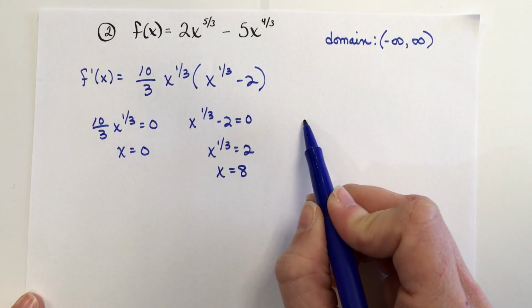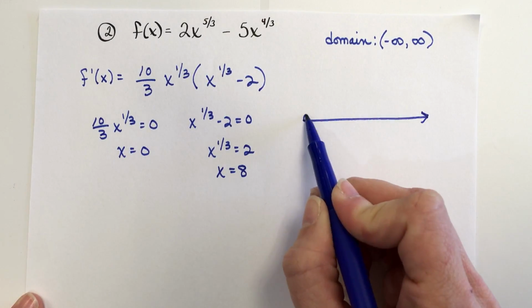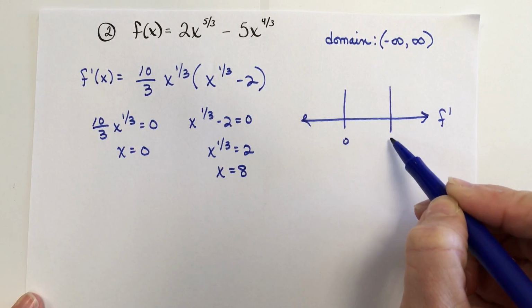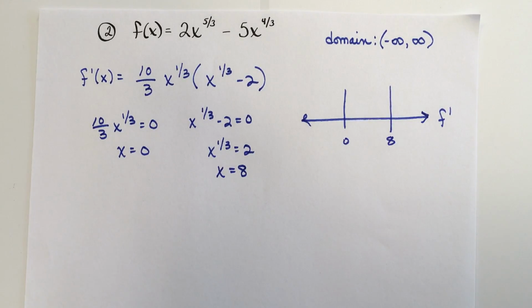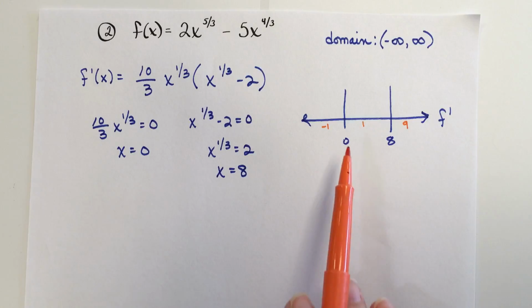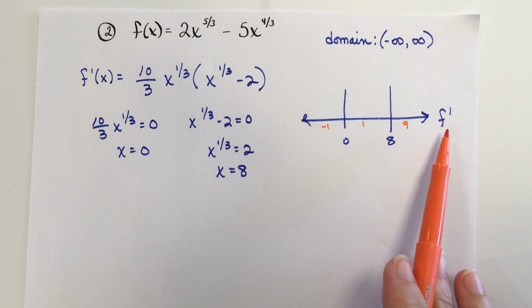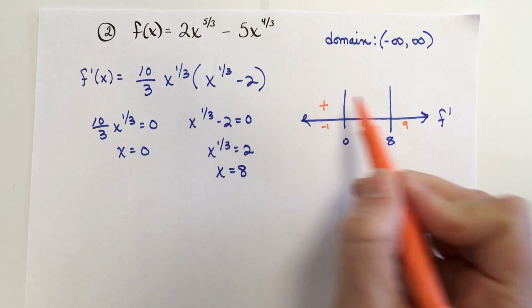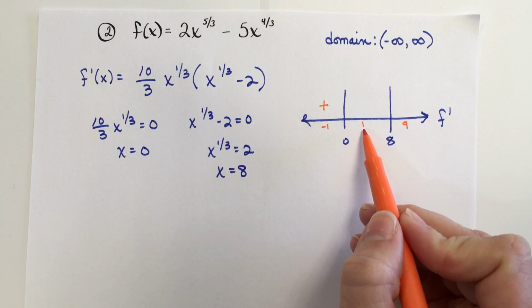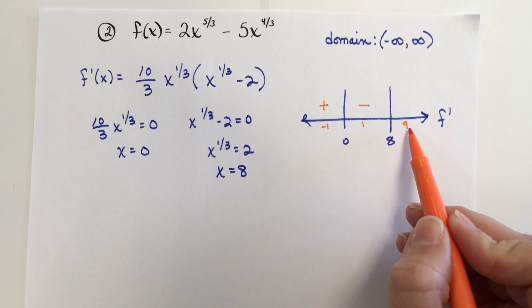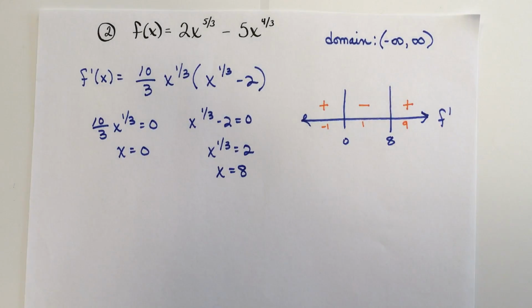So when you do your number line or your sign graph, of course, this is going to be for your first derivative. Then we'll have 0 and 8. And we've got to pick our test numbers for each of those sections. So I'm just going to use -1, +1, and 9. Now remember, you're going to substitute the test values back into the first derivative. So if you were to substitute -1 into your first derivative, then you will receive a positive value. If you substitute +1 into the first derivative, then you'll have a negative value. And then substitute +9, then you're going to have a positive value.